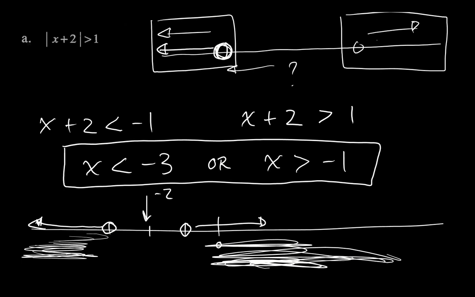All right, let's look at B. Okay, I'm going to distribute this 2 first inside. So I'm going to rewrite this as the absolute value of 2x minus 2 is more than 0. This seems a little weird. Let's see. 2x minus 2 is more than 0. Huh. It's more than or equal to 0.